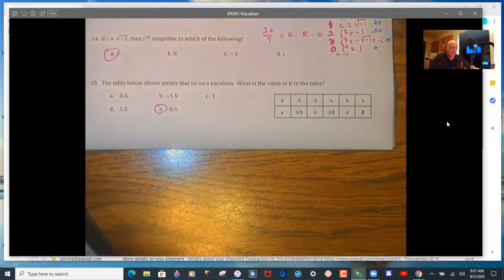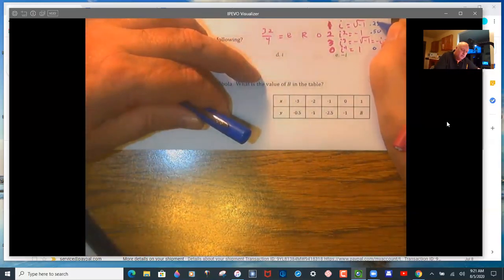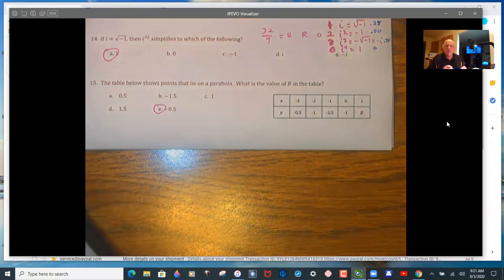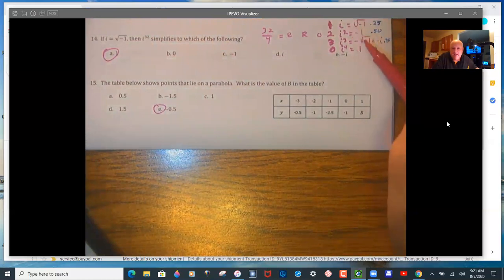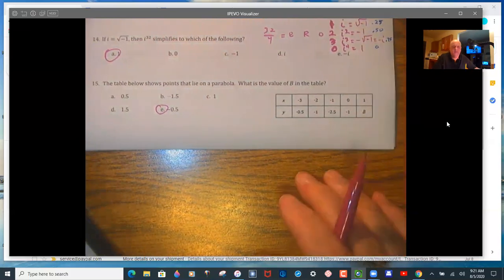When you get those remainders, you choose the correct one. So i, 1, negative i, and 1 are the choices.